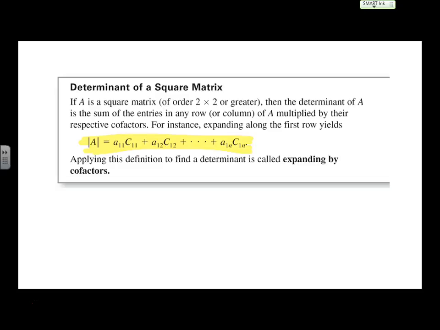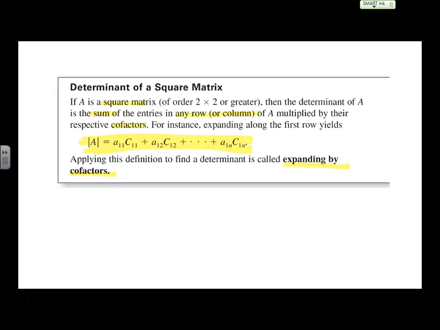What does the paragraph say? Even though there is that formula in the middle, as long as we have, number 1, a square matrix, then the determinant is the sum, adding together, of the entries in any row or column. That's what I said earlier. You could choose any row or column, multiplied by their respective cofactors. What are cofactors? And the process is called expanding by cofactors instead of the main minus opposite trick.